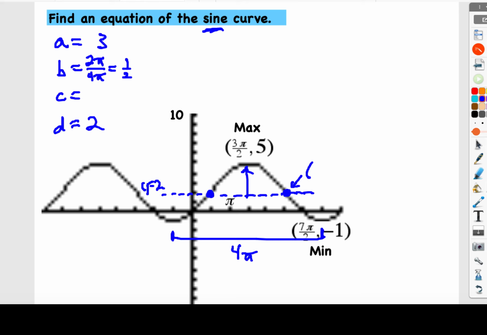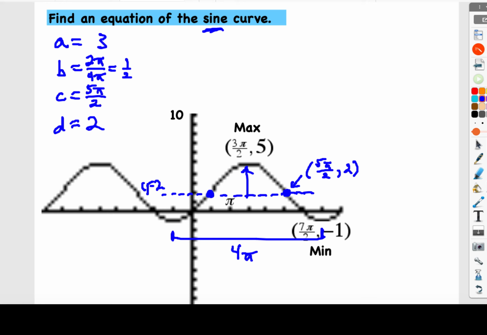Again, 3 pi over 2 to 7 pi over 2 is max to min. That's a full 4 pi over 2. Well, half of that would have been 2 pi over 2. Or basically, if we add 2 to 3, or subtract 2 from 7, 5 pi over 2 is halfway in between 7 pi over 2 and 3 pi over 2. Again, that coordinate point there. I'm going to go ahead and use that as my c value. Again, if you want to find a different point on equilibrium, you absolutely can do that.